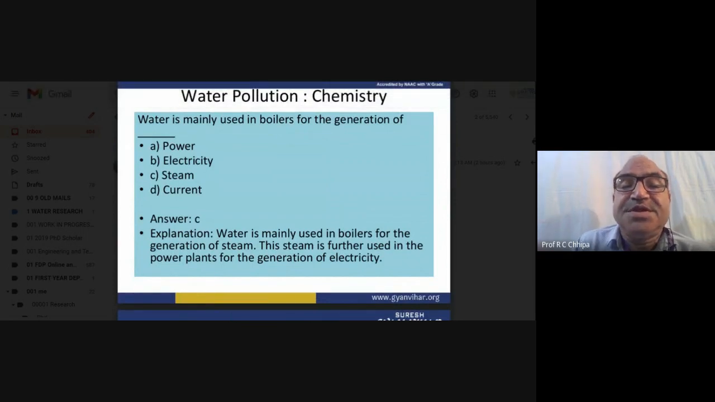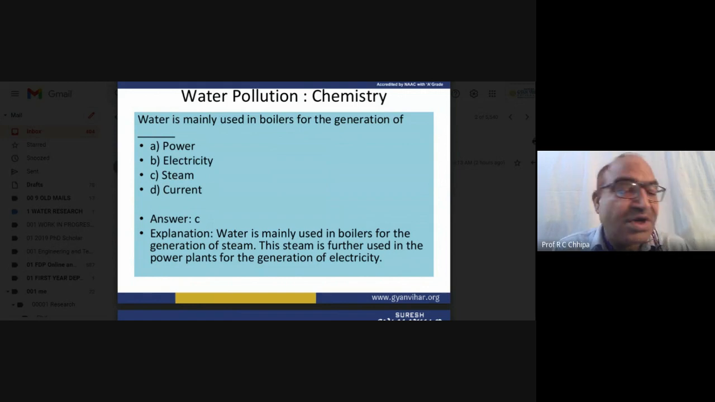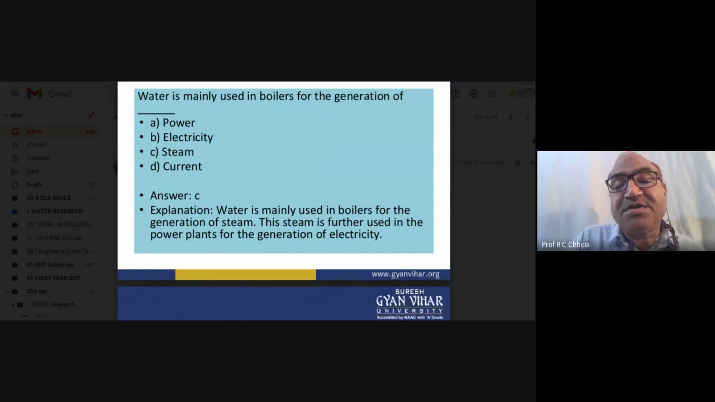Water is mainly used in boilers for the generation of steam. That is well known. We have already discussed boiler feed water, which generates electricity. So how is electricity generated? The water is boiled and then steam is obtained. Boilers are used as a container where the water is boiled. This steam is further used in the power plant for the generation of electricity.